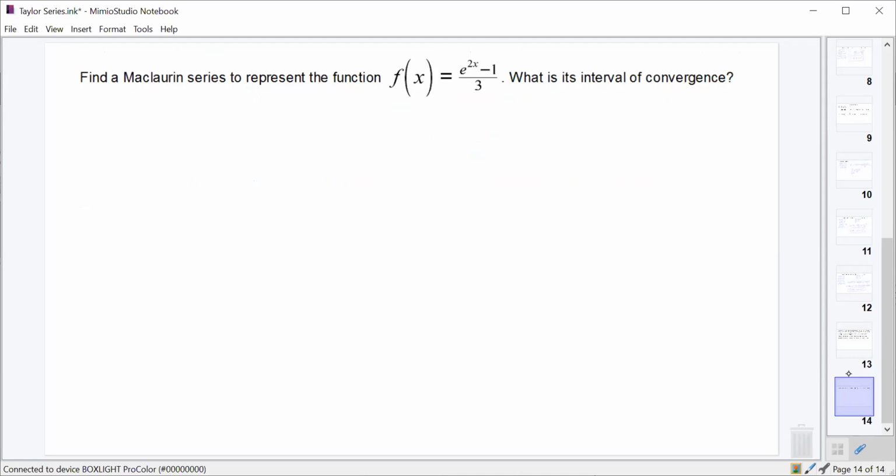So let's find a series to represent e to the 2x minus 1 over 3, and then let's figure out what the interval of convergence for it should be. We're just going to use this method that we were just talking about there.